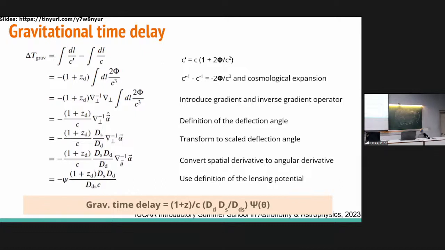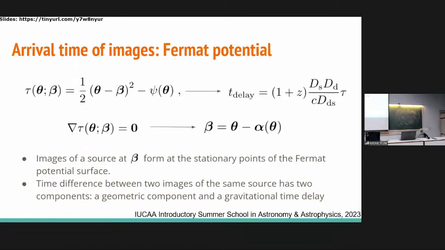So we have these two different time delays, and now what we can do is add these two time delays up. You get half theta minus beta the whole square minus psi of theta. I have taken out some of the factors related to the dimensions and defined this non-dimensional time delay, which is here. This time delay surface tells you what the time delay is with respect to the unperturbed path.